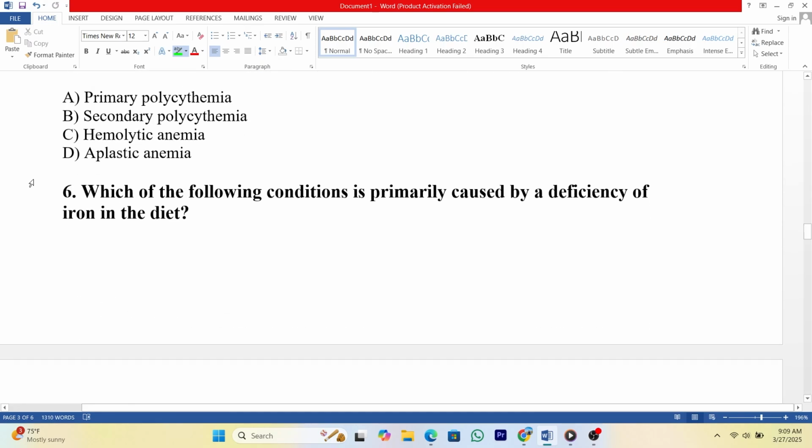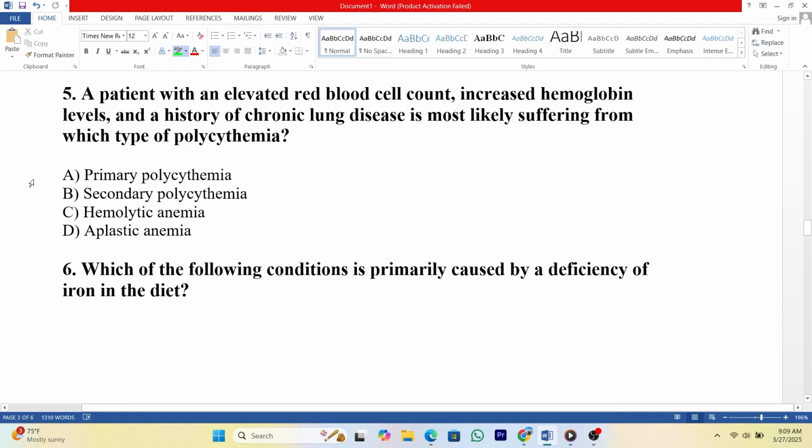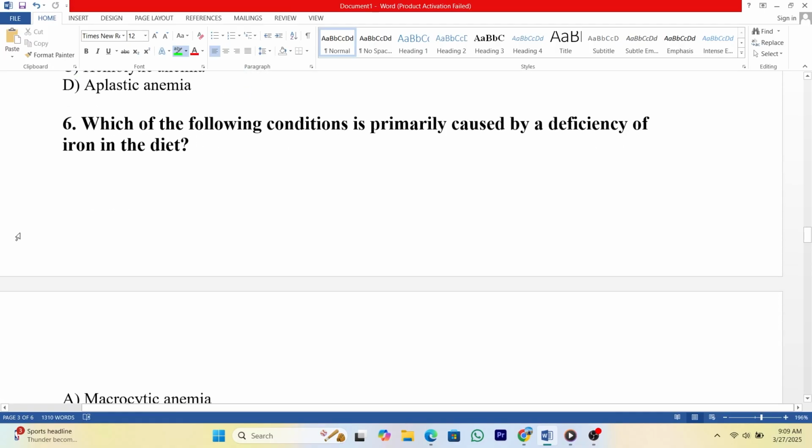5. A patient with an elevated red blood cell count, increased hemoglobin levels, and a history of chronic lung disease is most likely suffering from which type of polycythemia? A. Primary polycythemia. B. Secondary polycythemia. C. Hemolytic anemia. D. Aplastic anemia. Answer: B.